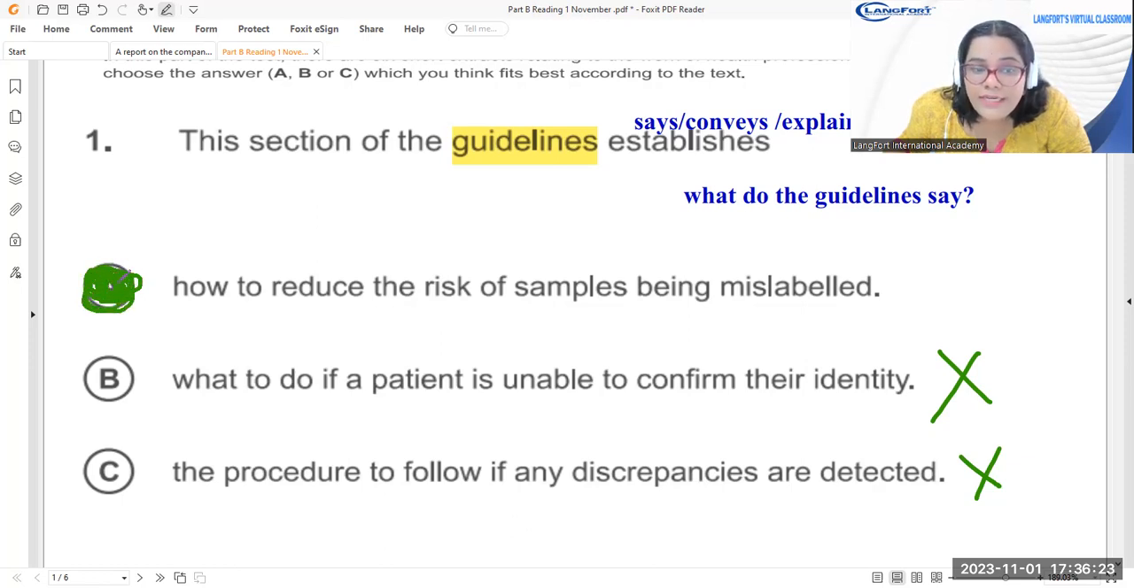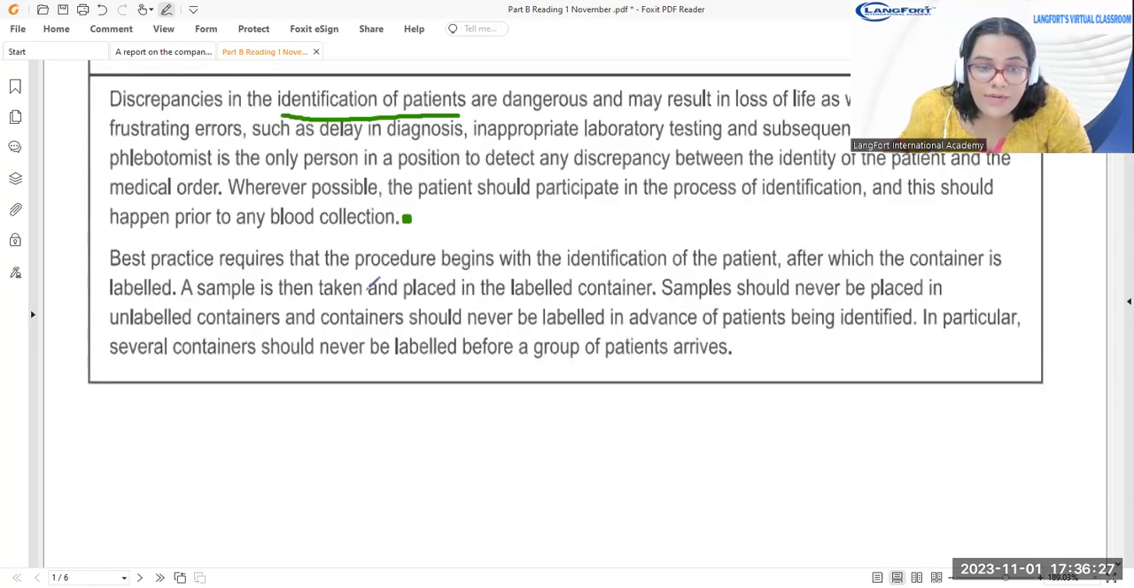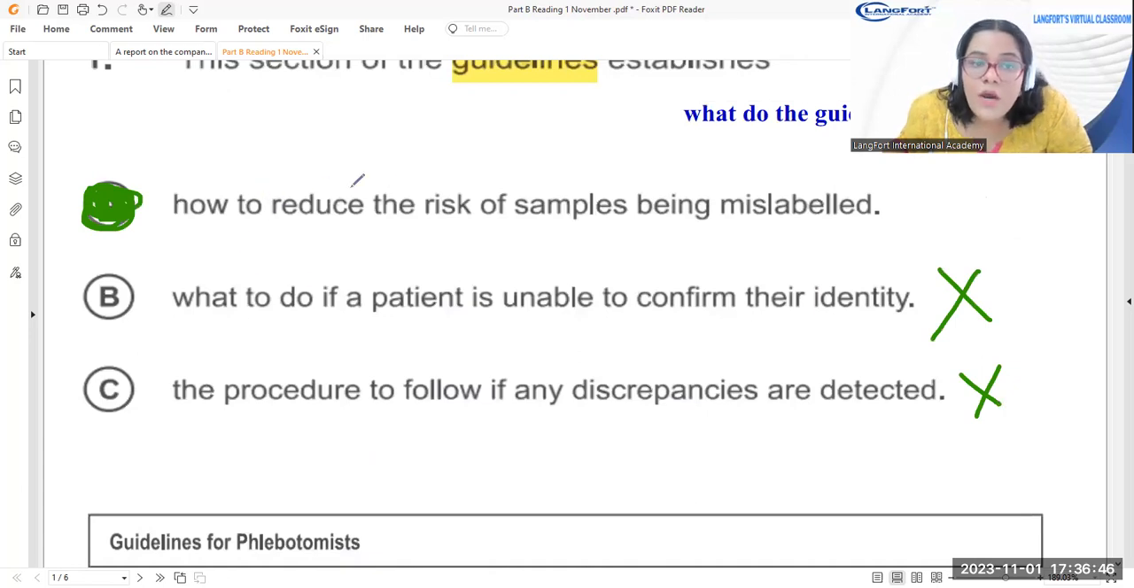The second paragraph tells us how to reduce the risk of mislabeling the sample. How can we reduce it? Before the procedure begins, identify the patient. Only then label the container. Then put the sample inside the labeled container. You should never place the sample in unlabeled containers, and containers should be labeled only after the patient is identified. So all those things tell us how to reduce the risk of samples being mislabeled.